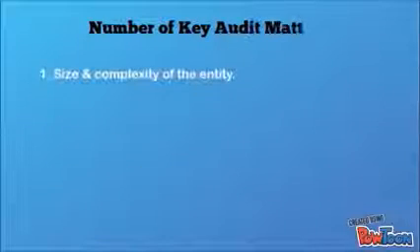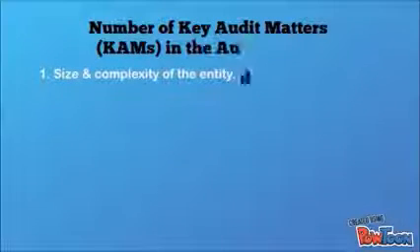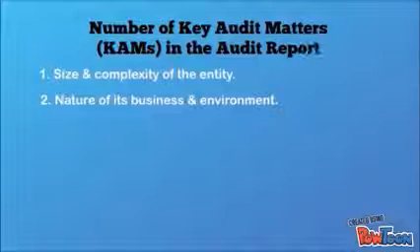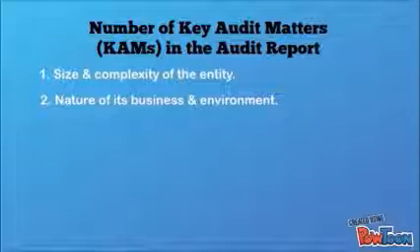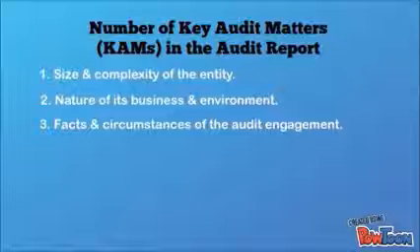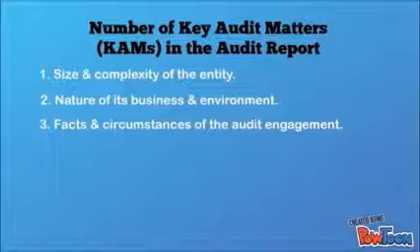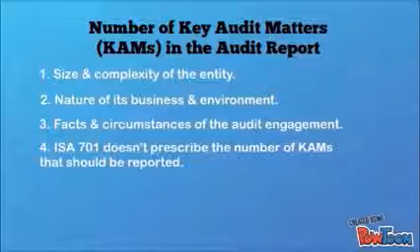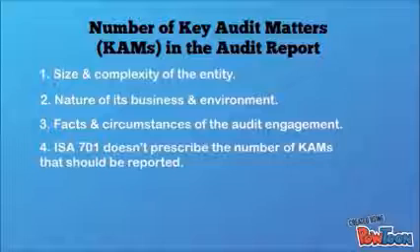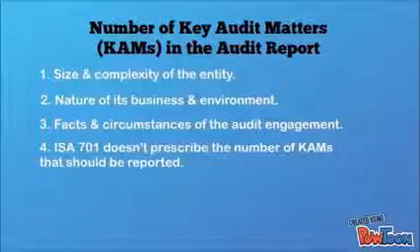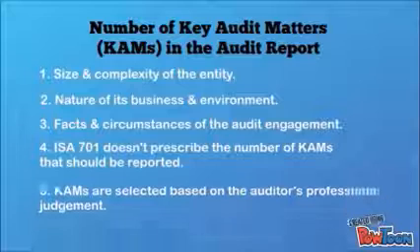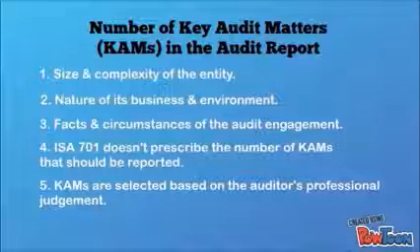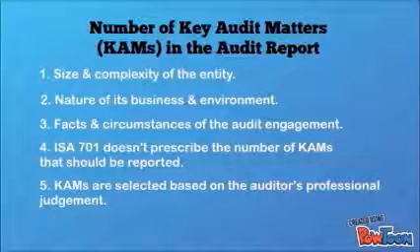Number of key audit matters in the audit report. 1. Size and complexity of the entity. 2. Nature of its business and environment. 3. Facts and circumstances of the audit engagement. 4. ISA 701 does not prescribe the number of key audit matters that should be reported. And 5. Key audit matters are selected based on the auditor's professional judgment.